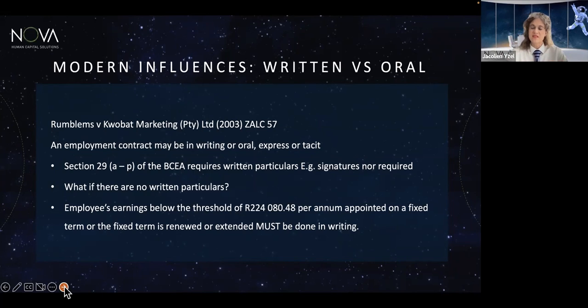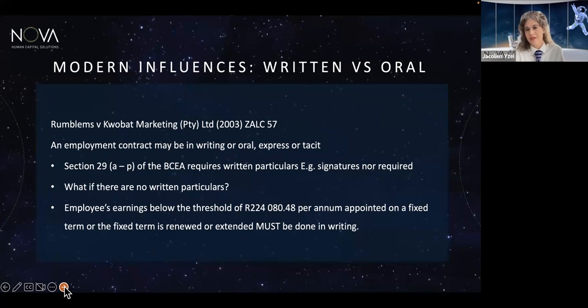But basic conditions of employment in Section 29, there's a requirement for you to reduce the particulars of employment in writing. So, although it may not be an agreement where both parties signed, you have to give a document to the employee stipulating from point A to P. What are you going to do? What are your hours? Where's the place of work? The duties, the remuneration. There's a whole long list.